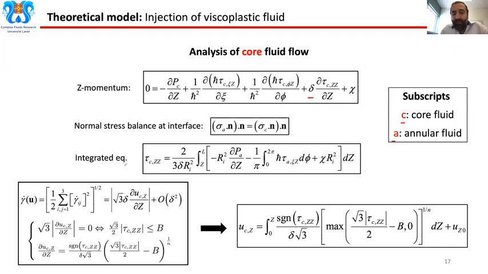If we simply integrate the equations and use the boundary conditions, so we integrate the equations over the thickness of the viscoplastic layer and then over the length of the viscoplastic layer, we can obtain a simple relation for tau ZZ, which relates tau ZZ to the radius of the interface, the buoyancy number chi, the shear stress of the annular fluid applied at the interface, and the pressure gradient of the annular fluid applied at the interface. We use the relations of the Herschel-Bulkley model, and we can simply obtain an equation for the velocity field in the core fluid as well.